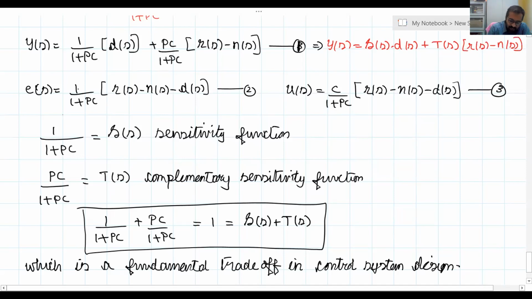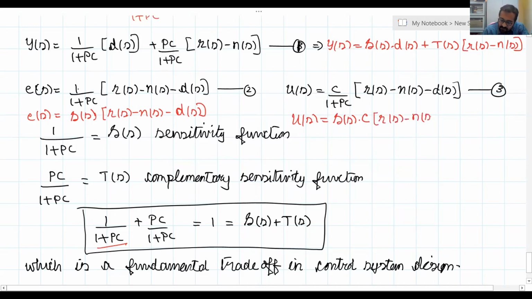Then coming to error. How can I write error? E of S will be 1 by 1 plus PC. That means it is sensitivity. So sensitivity into R of S minus N of S minus D of S. Similarly, what will be the control signal U of S? C by 1 plus PC. So 1 by 1 plus PC is sensitivity, so I can write sensitivity S of S into C, where C is the controller transfer function, into R of S minus N of S minus D of S.